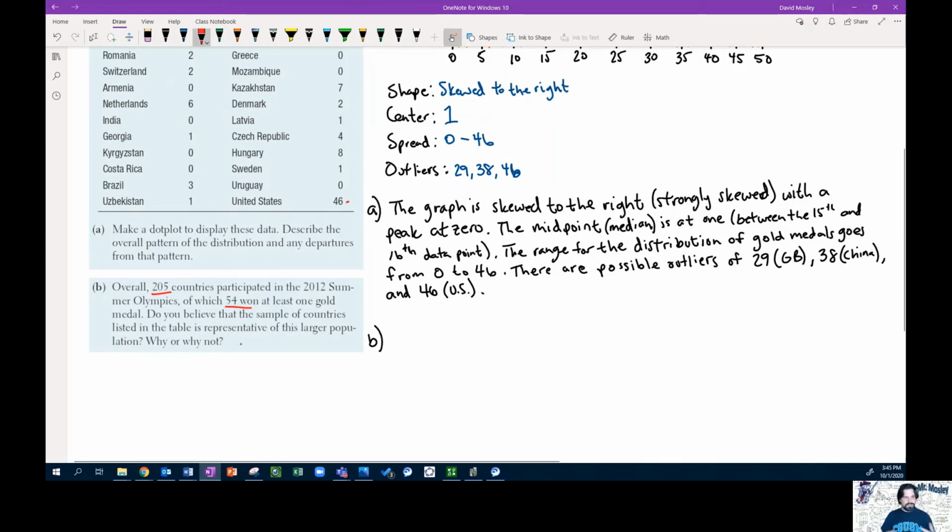Okay, so let's look at some data. First, in our sample, 19 out of 30 won gold medals. That's our sample. In the actual population, 54 out of 205 won gold. That's our actual population.